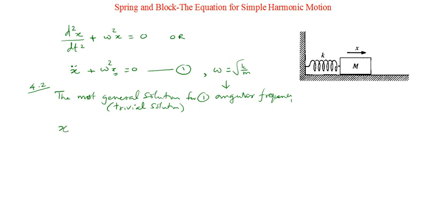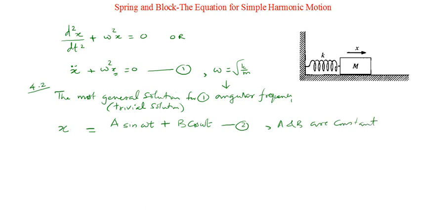The solution means the value of the variable here, which is x. So x equals a sin omega t plus b cos omega t. This is the most general solution of the differential equation for SHM. x is equal to a sin omega t plus b cos omega t, where a and b are constants.